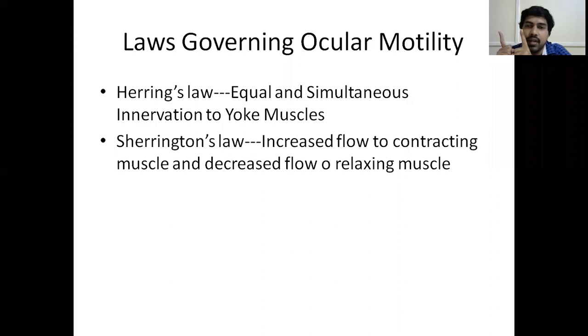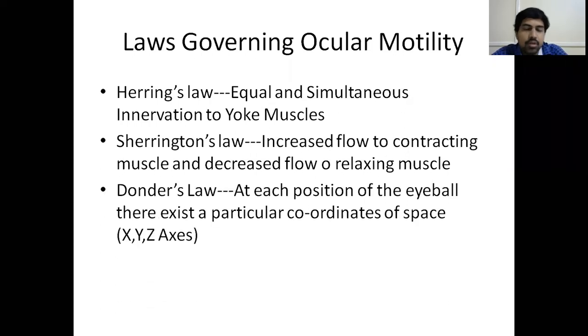Only if the right lateral rectus is contracting, the eye will move towards the right side. And only if the left medial rectus is relaxing, it can move. If this left medial rectus is also contracting, then there will be no movement of the eye. That is what Sherrington's law states. The next is Donder's law. It states that at each position of the eyeball, there exist particular coordinates of space.